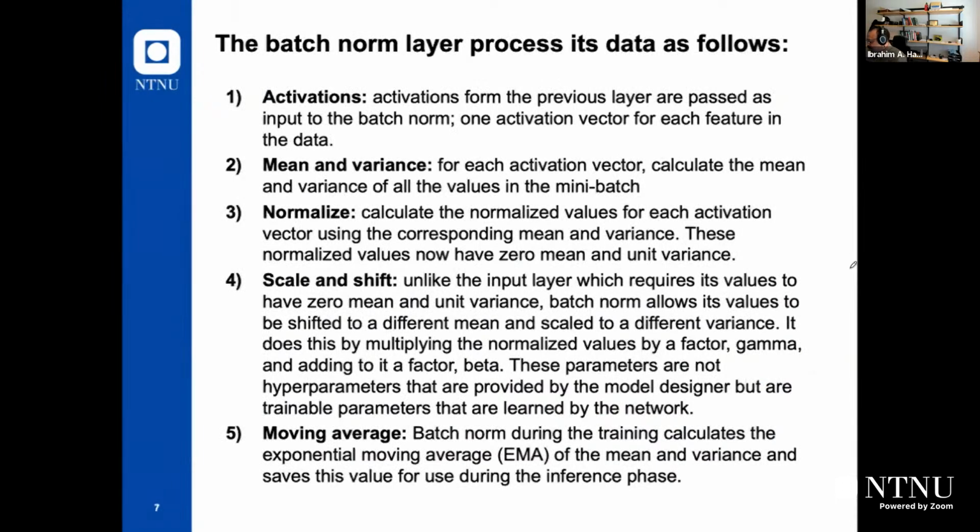The batch normalization layer processes its data as follows. Activations from the previous layers are passed as input to the batch norm, one activation vector for each feature in the data. We calculate the mean and variance for each activation vector over the values in the mini batch, and we do normalization. So it will be x minus mean divided by standard deviation. We normalize the values for each activation vector using the corresponding mean and variance. These normalized values now have zero mean and unit variance. We do scaling and shifting using gamma and beta. And after that, we update the moving average mean and variance.